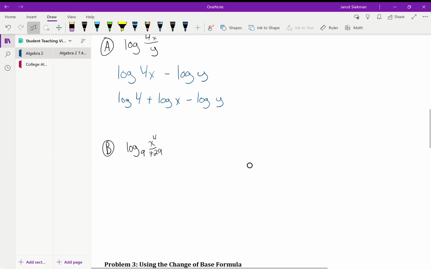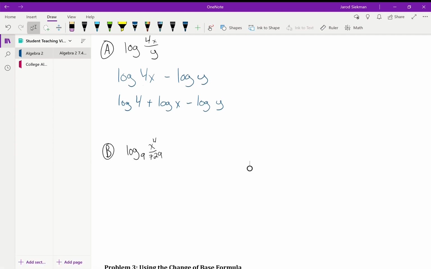So if you want to try B on your own, go ahead and pause the video, work on it, and then unpause it, and I'll go through the solution.